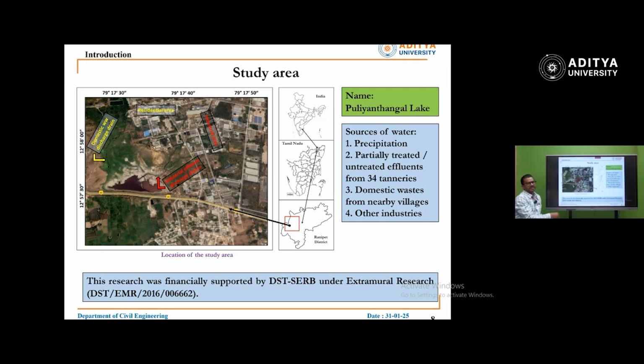Many studies have reported contamination in this lake area, which we are going to talk about later. But the major sources of contamination are the discharge of partially treated and untreated tannery effluents from the nearby tannery industries, and dumping of domestic waste from this residential area. Apart from that, there is a spectrum of industries, varying from refractories to ceramics, in the same area, where most of the industries either partially treat or dump completely untreated waste. This work was supported by DST under the SERB scheme under extramural research.